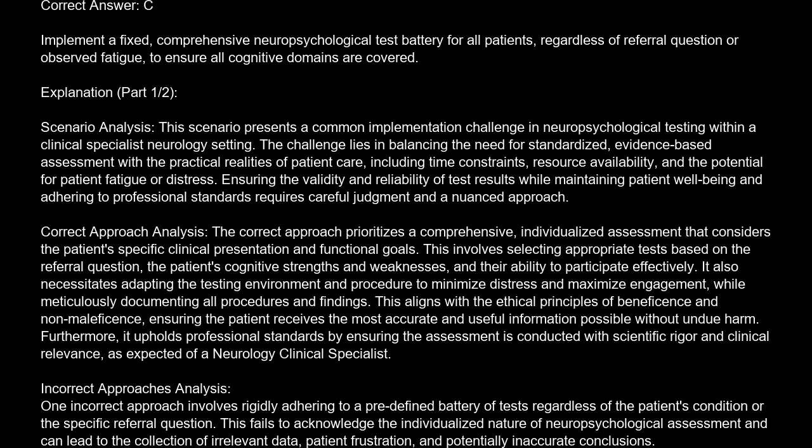Correct answer is C. Implement a fixed, comprehensive neuropsychological test battery for all patients, regardless of referral question or observed fatigue, to ensure all cognitive domains are covered.